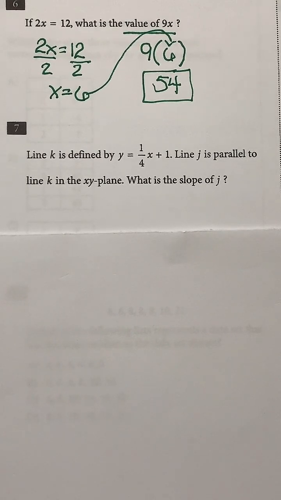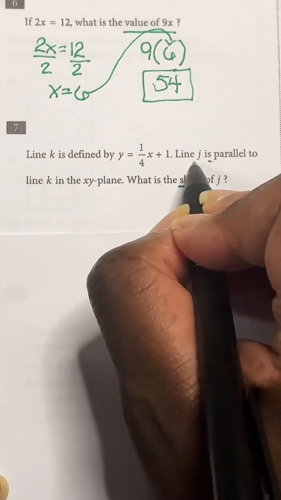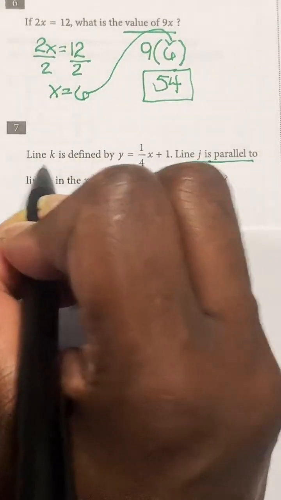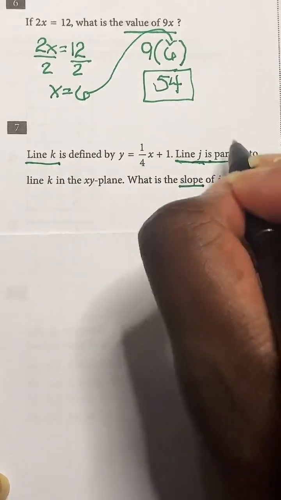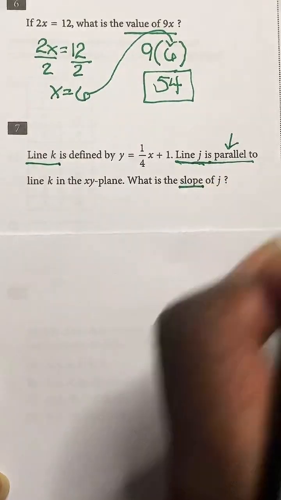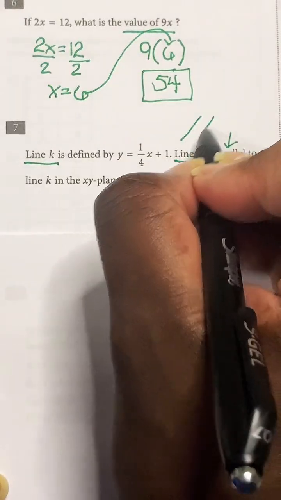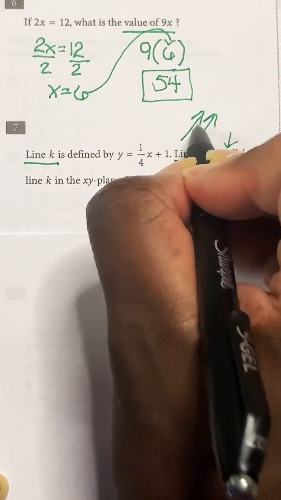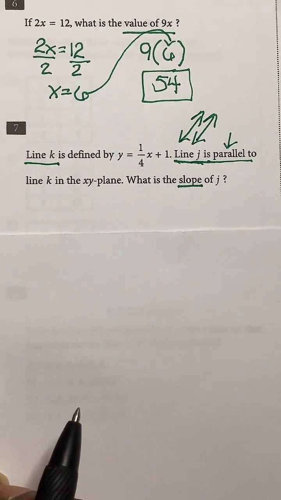Now, let me show you. Key part is to know about slope. They've told us that we already have line K, but that line J is parallel. That is key. The one thing that we know about parallel lines is they don't intersect. Another thing, they have the same slope.